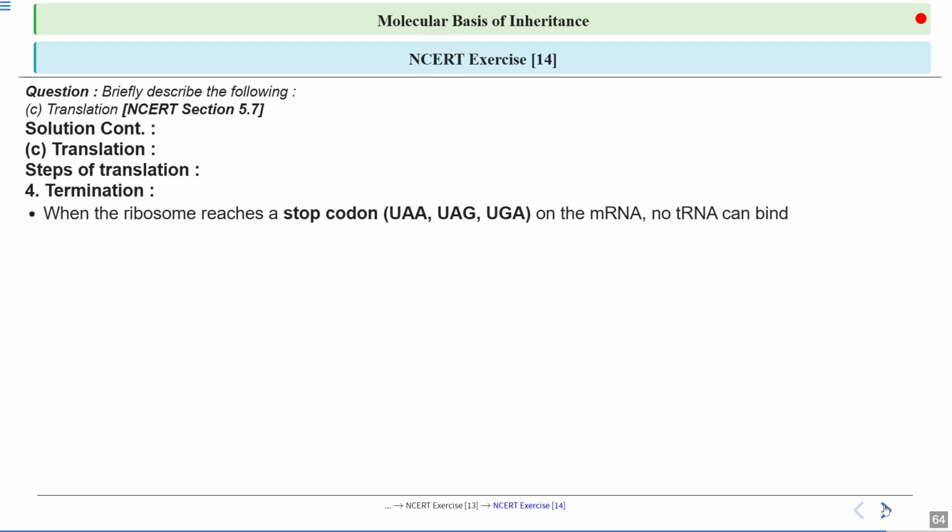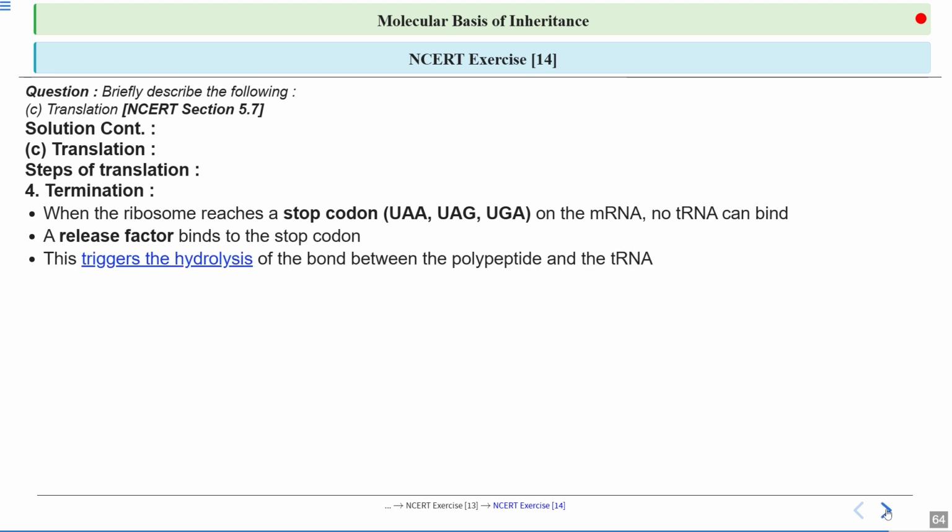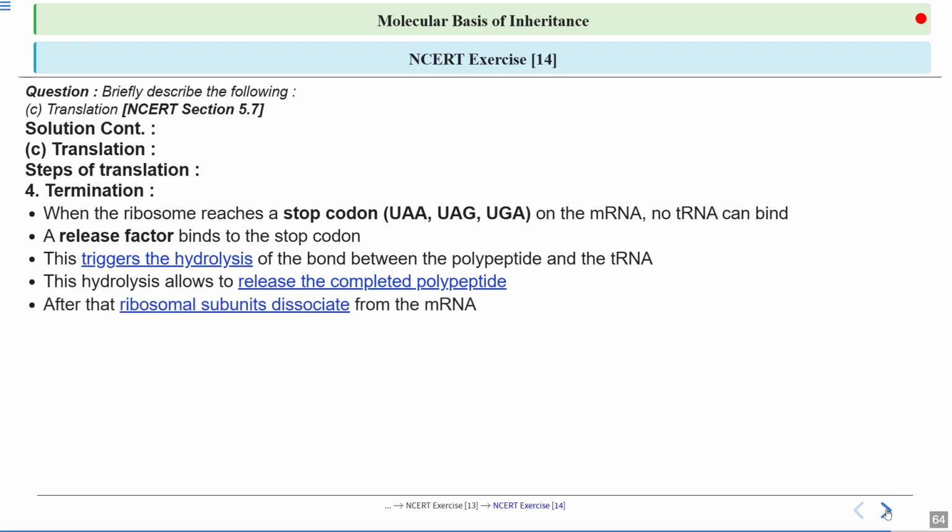Then after elongation, there will be a step of termination, when the ribosome reaches a stop codon, which could be UAA, UAG or UGA on the mRNA. There is no tRNA to bind. Now, a release factor will bind to the stop codon. This will trigger the hydrolysis of the bond established between the polypeptide and the tRNA. This hydrolysis allows the release of the completed polypeptide. After this, even the ribosomal subunits will dissociate from the mRNA.